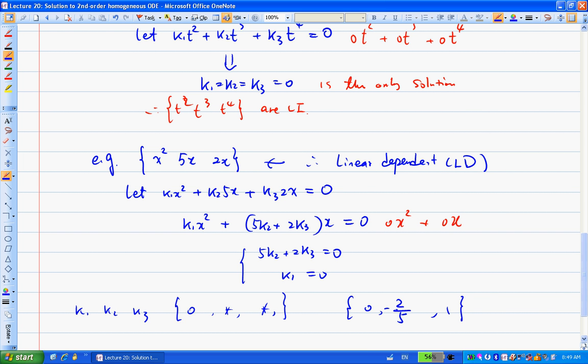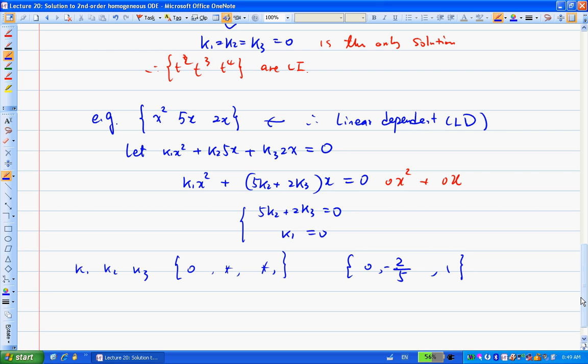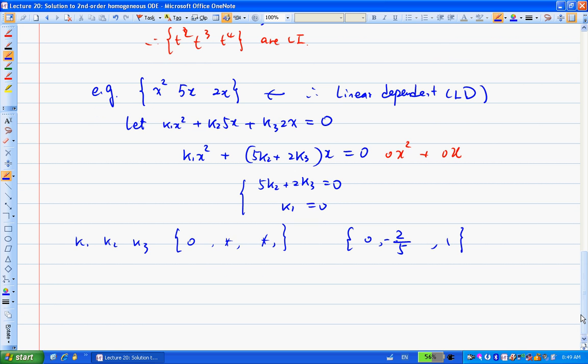Okay, so that's how you check. If you can't see it clearly, just go through these steps. See if you can find a set of solutions such that they're not all 0. If you can, that means the set of functions is linear dependent. If you can't, it means the only solution to make the expression 0 is all 0, then they are linear independent.